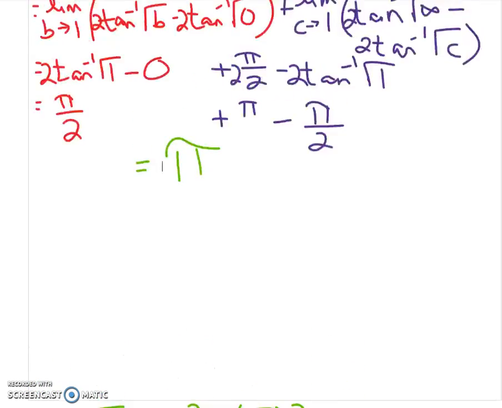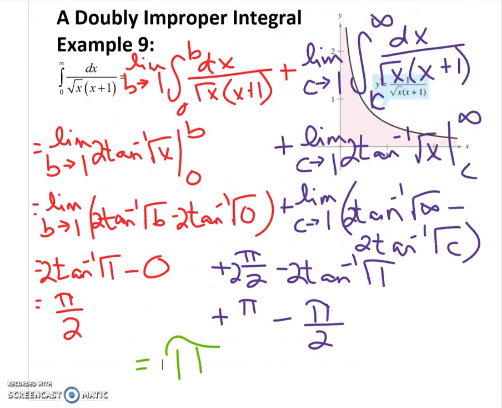So scrolling back up to my problem, I did all of my red for the integral from 0 to b and purple for c to infinity. The red ended up working out to be pi over 2, and the purple ended up working out to be pi minus pi over 2. Put it all together, and you get a total value of pi for that integral. So that concludes improper integrals for us.